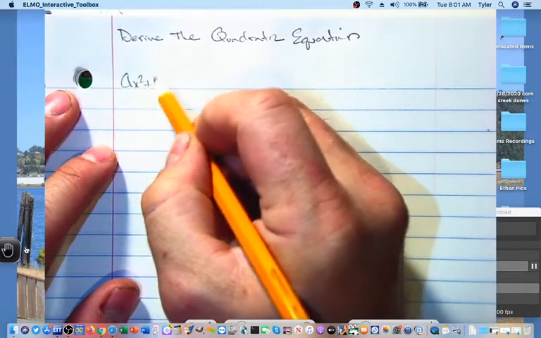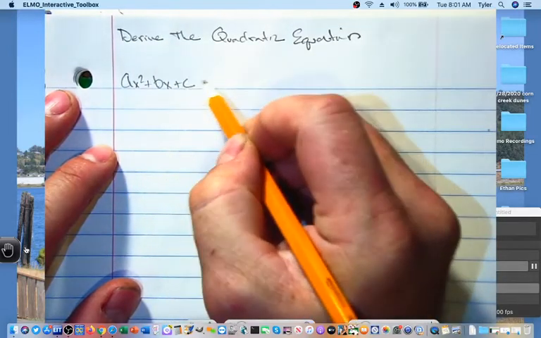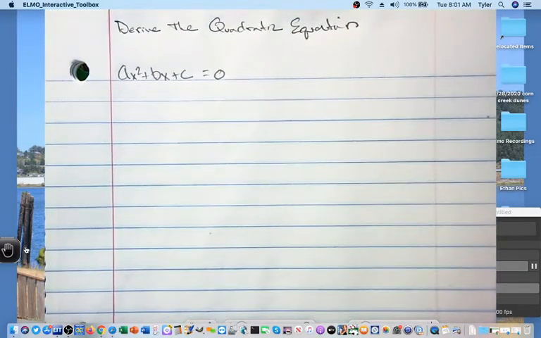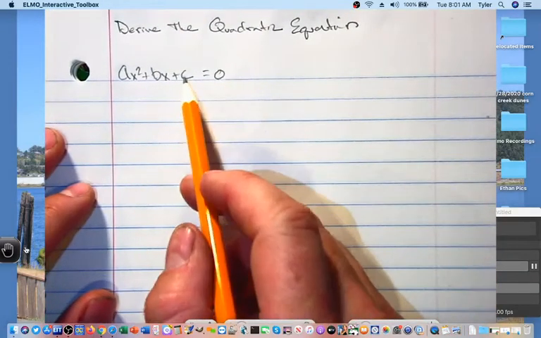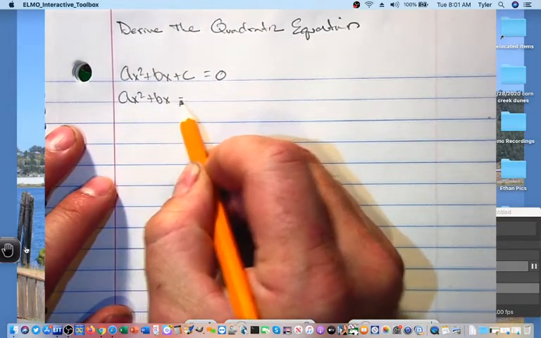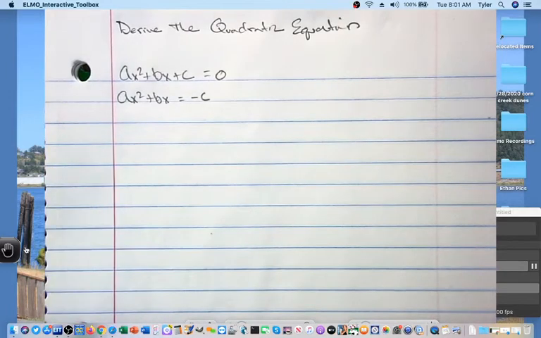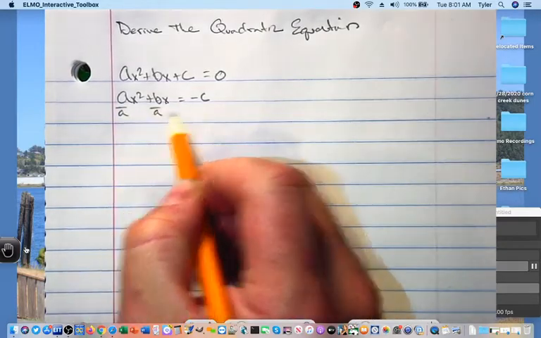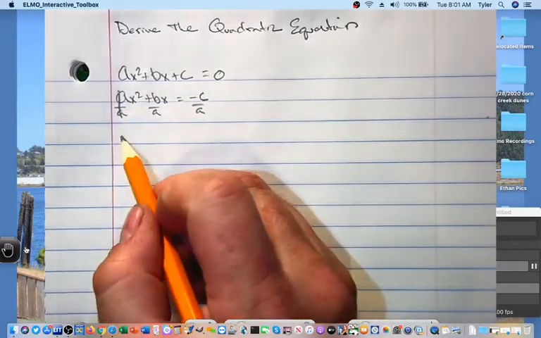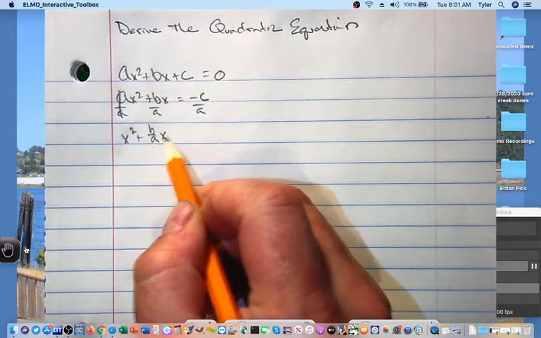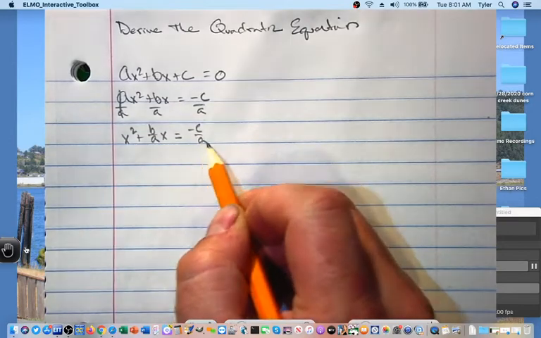Ax squared plus bx plus c is equal to 0. And what we're going to do is complete the square on the formula itself. And that begins by moving c over. Ax squared plus bx is equal to a negative c. And the next thing that we're going to do as a part of completing the square, we're going to divide all of these terms by a. And let's rewrite. We have x squared plus b over a x equal to a negative c over a.